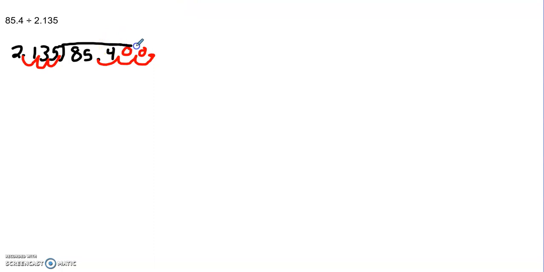And for purposes, I'm just going to extend that out so that it's clear that that whole thing is my dividend. So then I'm going to rewrite my house with the new numbers after my decimals. So I have 2,135 as my divisor. And now I have 85,400 as my dividend.